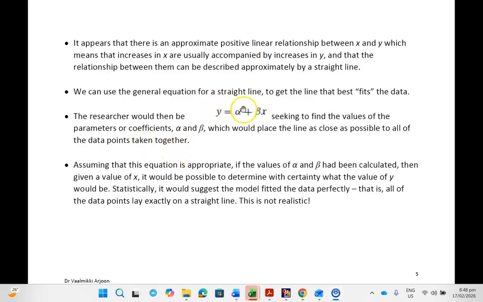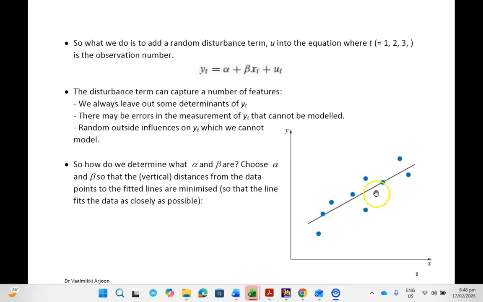So if we assume this equation is appropriate, and the values of alpha and beta are calculated, given a value of x, it would be possible to determine with certainty what the value of y is going to be. Statistically, it would suggest the model fitted the data perfectly, that is, all of the data points lay exactly on a straight line. But this is not realistic. So what it tends to look like is this.